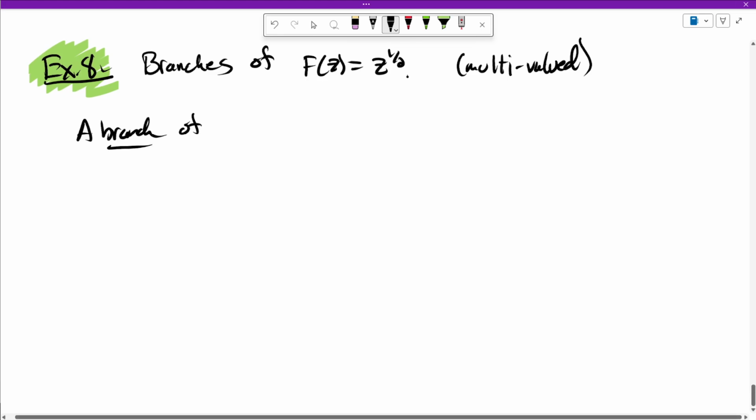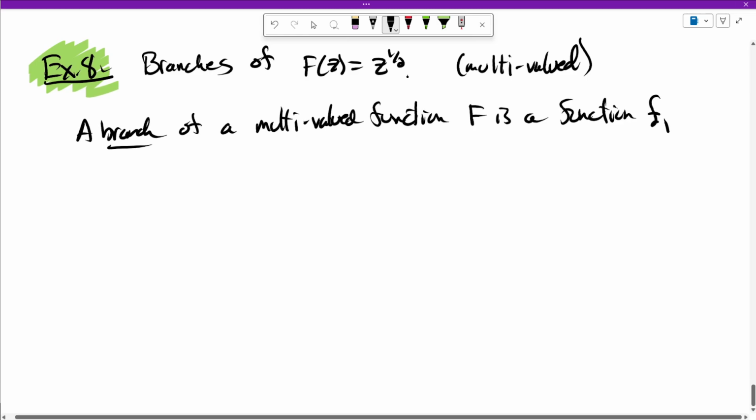So a branch of a multi-valued function like this is another function. I'm going to write f sub 1 to keep the notation consistent with your book. That is continuous, in particular well-defined, on some domain.